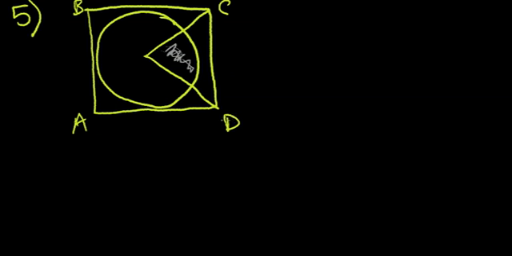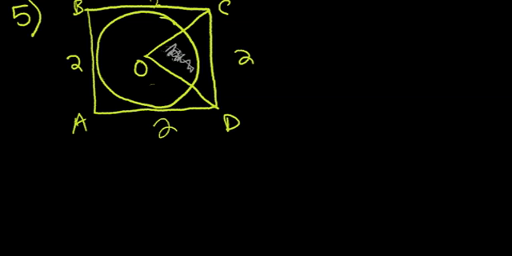In the figure above, the circle with center O, which is over here, is inscribed in square ABCD. What is the area of the shaded portion of the circle? Oh, I forgot to give this. This equals 2. And since it's a square, this will also equal 2. So, what is the area of the shaded portion of the circle?